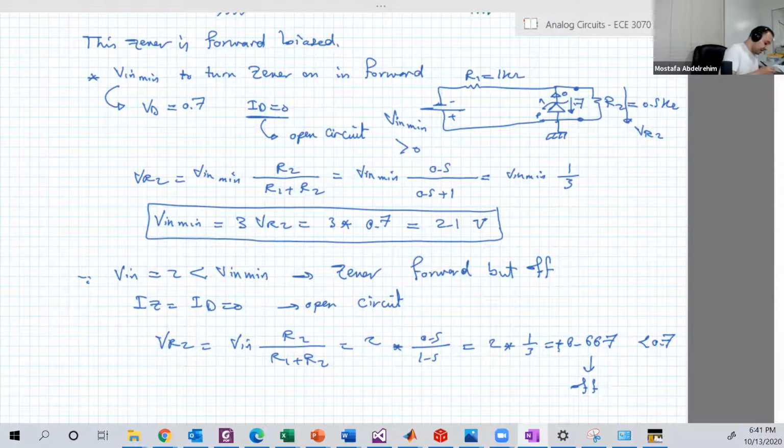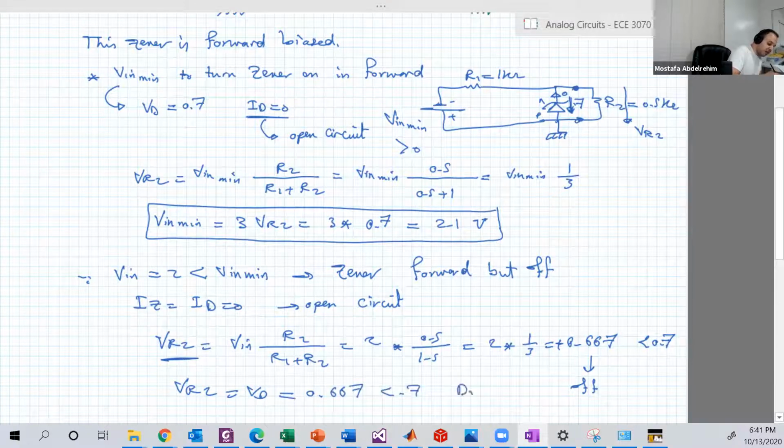And this is VR2, and VR2 is actually equal to VD. Just look here, they are parallel, and VD is in that direction here. This is VD. So VD is equal to 0.667, less than 0.7. The diode is really off. Just a check, because you know what is the input minimum that will turn the Zener on and forward.